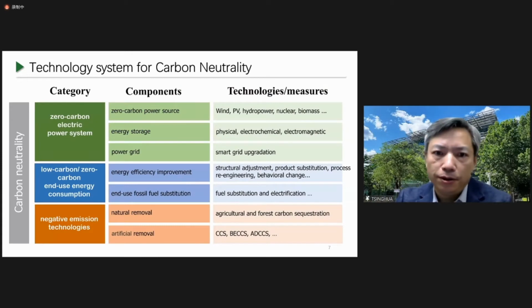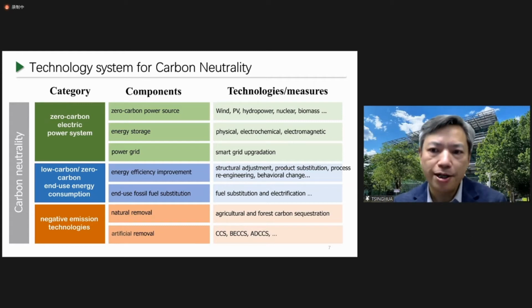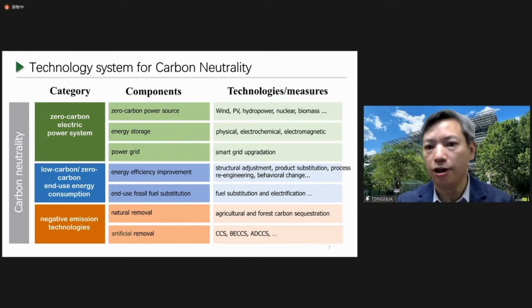This table uses a 3-level structure to further elaborate the energy-related carbon neutrality technology system, which has 3 categories with 2 or 3 components each, and numbers of specific technologies. A zero carbon electric power system consists of clean power sources, energy storage, and smart grid. Zero carbon end-use energy system mainly covers energy efficiency improvement and fossil fuel substitution technologies.